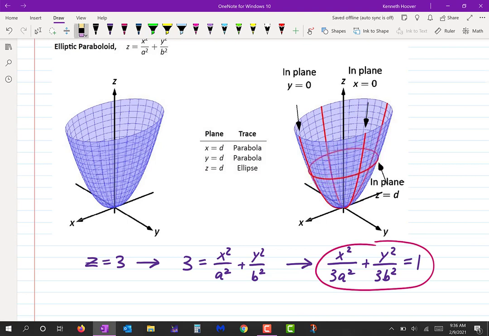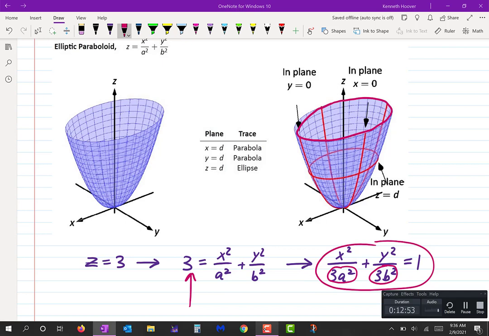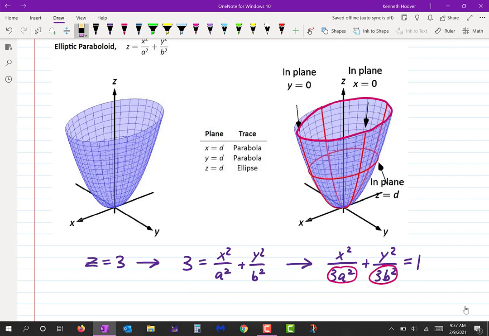The larger z is, the larger the ellipse is going to be. That's because if this number is bigger, then these numbers down here will be bigger, and if you know your ellipses, that makes the ellipse bigger. And in fact, the square roots of these two numbers tell you the x-intercepts and the y-intercepts of the ellipse.